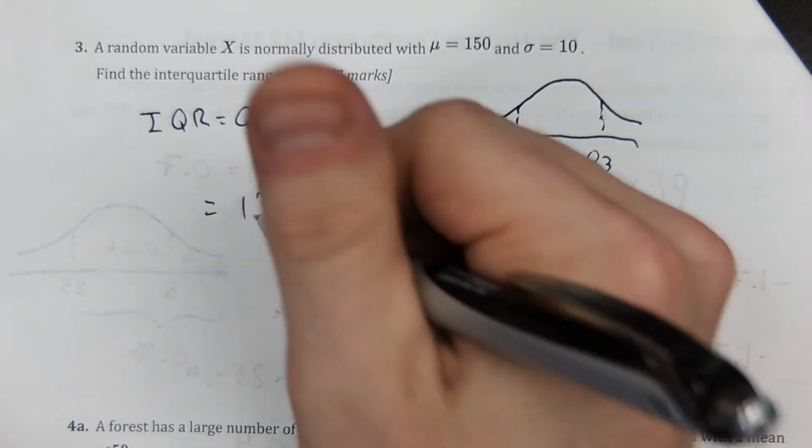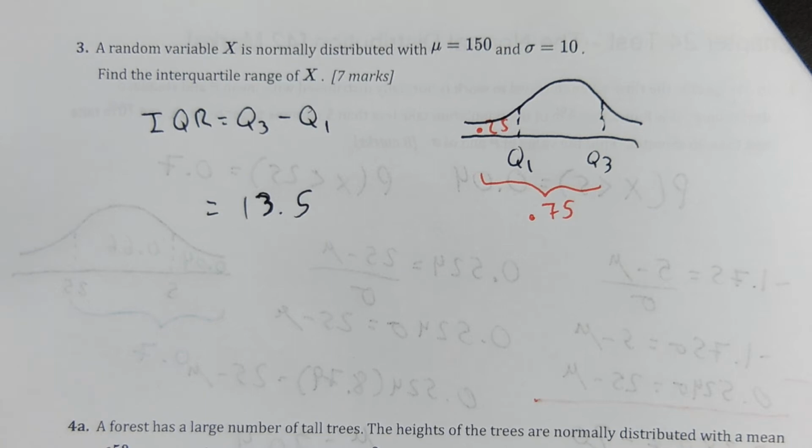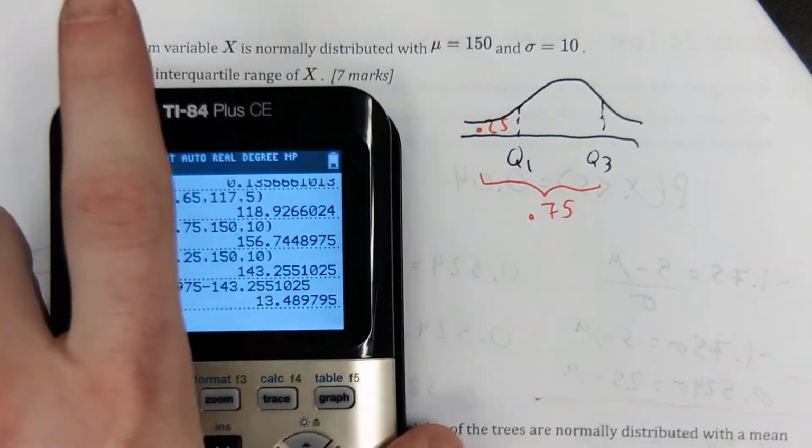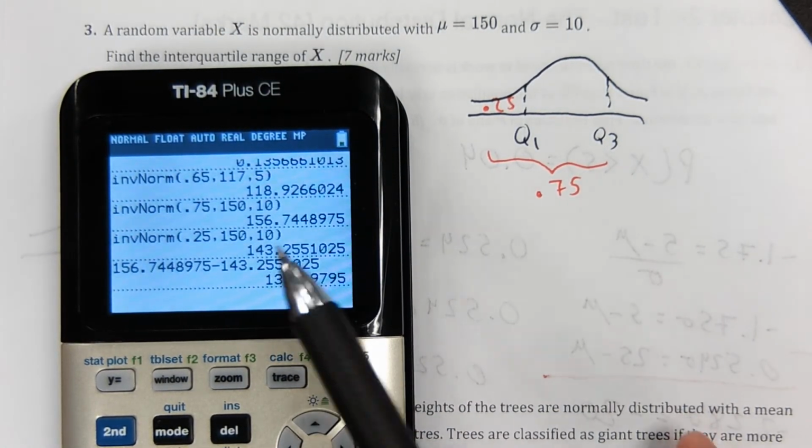Would you be able to write just 13, because it's between three significant figures? Oh, yes. If you said that Q3 was, well, no, you'd have to say 157 and 143, so you'd have to say 14.